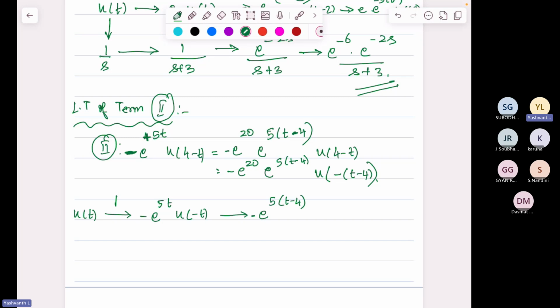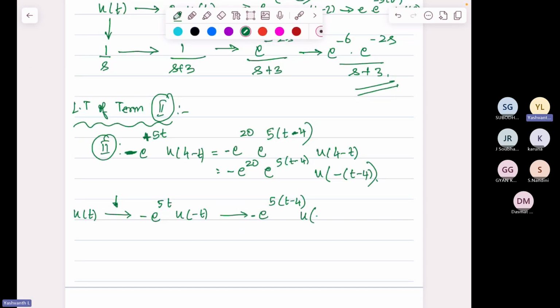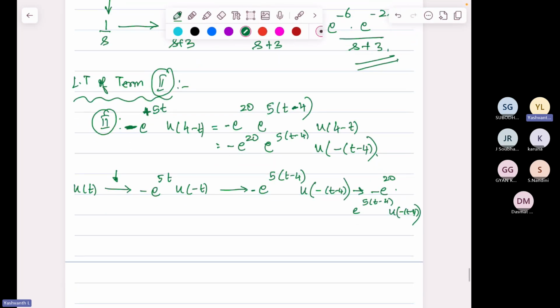This is basically like shifting in S domain. This step is like shifting in S domain. This step is shifting in time domain, by a unit of 4. So t is replaced by t minus 4. And finally multiply e power 20, minus e power 20 into e power 5(t minus 4) into u of minus (t minus 4). This is the sequence of operations to arrive at term 2 in the time domain from u of t.